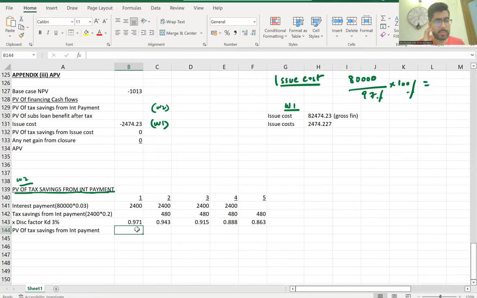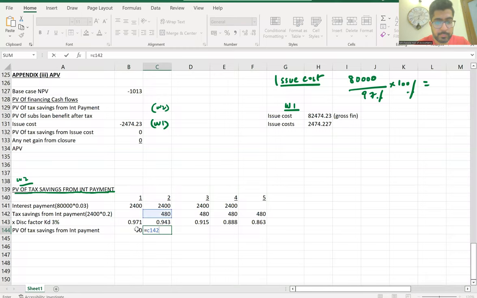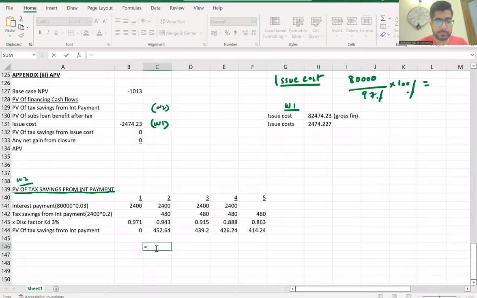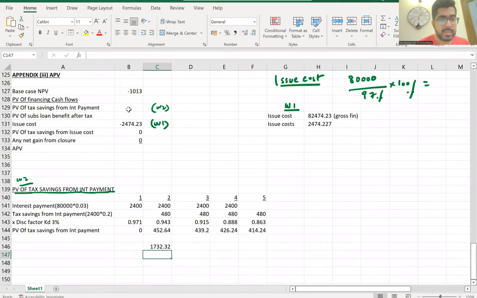So tax savings from interest payment, no tax savings into discount factor, nil. Then it's C142 into C143. You add them all. Total present value of tax savings from interest payments is a sum of C144 till F148. $1732. Since tax savings is an inflow, so $1732 should be recorded as an inflow.